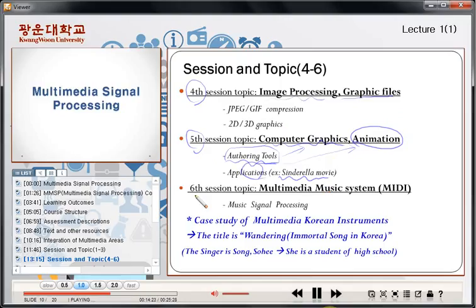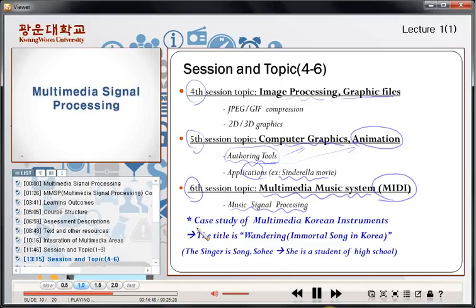The sixth session topic is the multimedia music system. Especially, I'd like to introduce MIDI, musical instrument digital interface. And in this area, music signal processing is the basic fundamental for the multimedia music system.